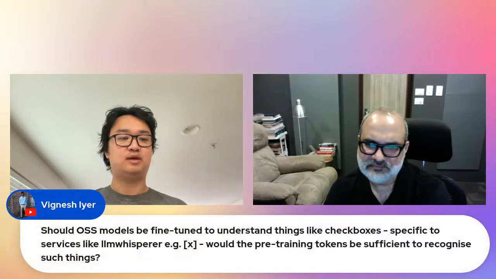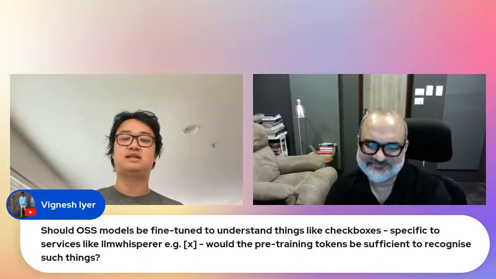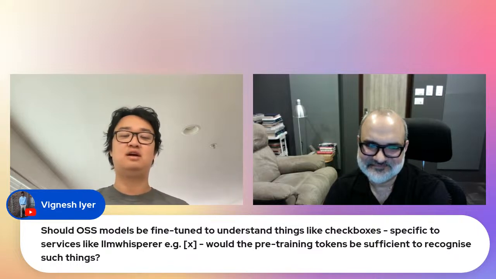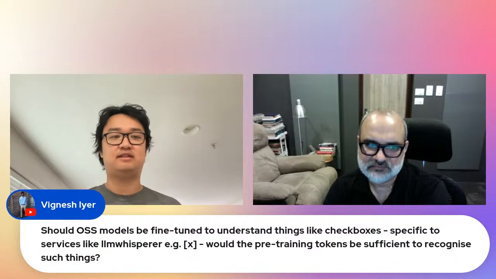Cool. He also asks, should open source models be fine-tuned to understand things like checkboxes specific to services like LLM Whisperer, or would the pre-training tokens be sufficient to recognize things like this? No, the checkbox itself is fairly simple, right? It's simply a square bracket and then an X inside of it. We have seen that open source models do perform pretty well with this. There's absolutely no need for fine tuning here.